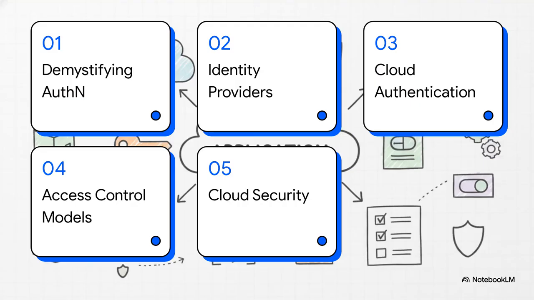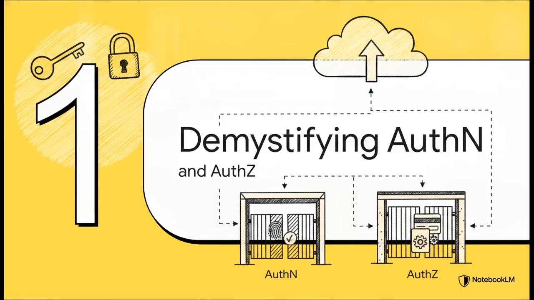To get us there, here's our mental map for this explainer. 1. Demystifying AuthN and AuthZ. 2. The role of identity providers. 3. Leveling up cloud authentication. 4. Mastering access control models. And 5. A real-world cloud security scenario. Okay, let's dive into this.